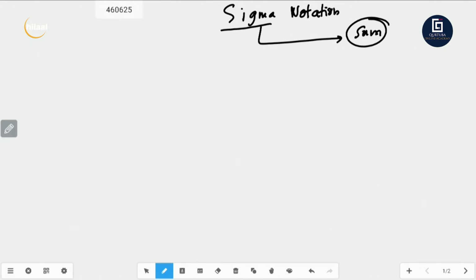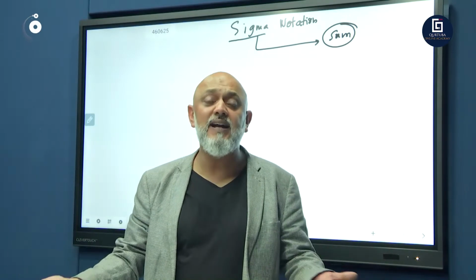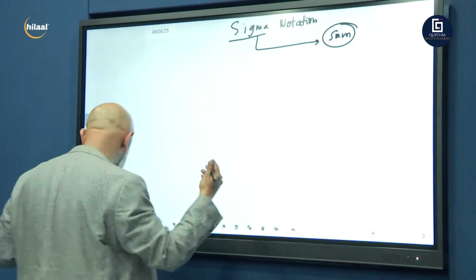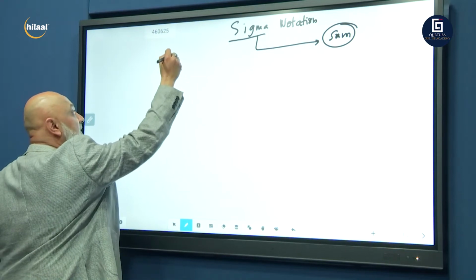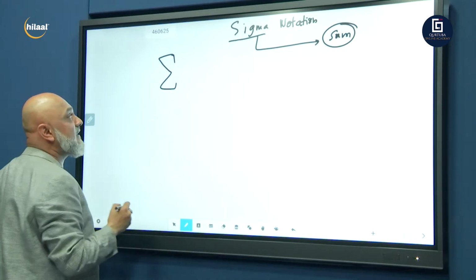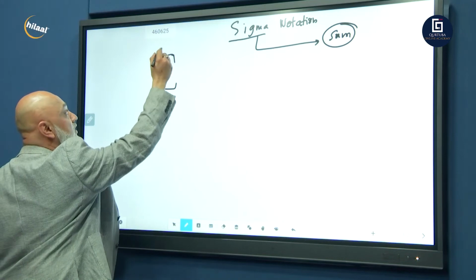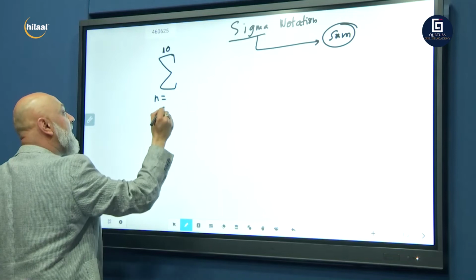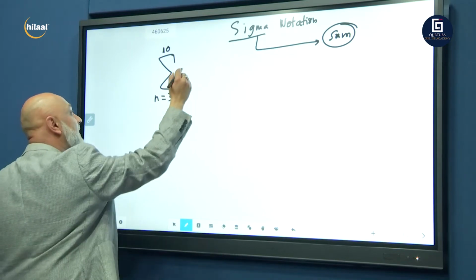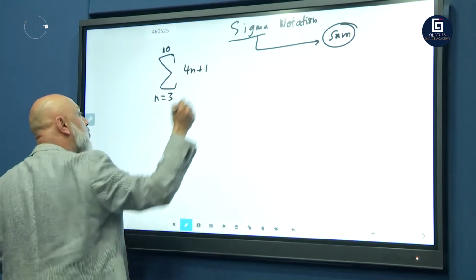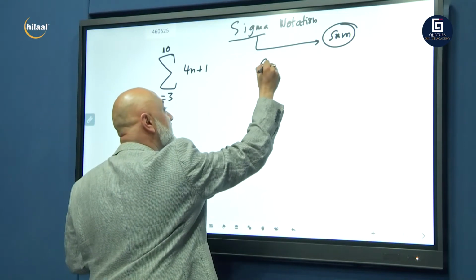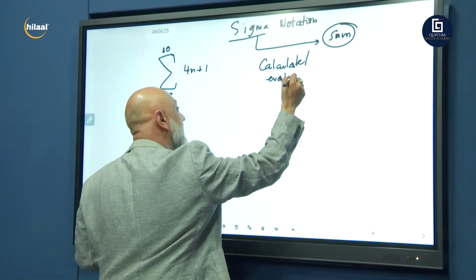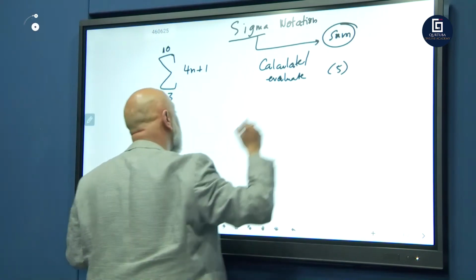At this point in time, you won't know whether you're summing finite, arithmetic, geometric, or infinity, right? You'll have to see. So let me explain to you what sigma is. You're going to get a number on the top. So let's say the number on the top is 10. Let's say they tell you n equals 3. Let's say they tell you 4n plus 1. And the question in the exam says calculate or evaluate, and they give you 5 marks for that.